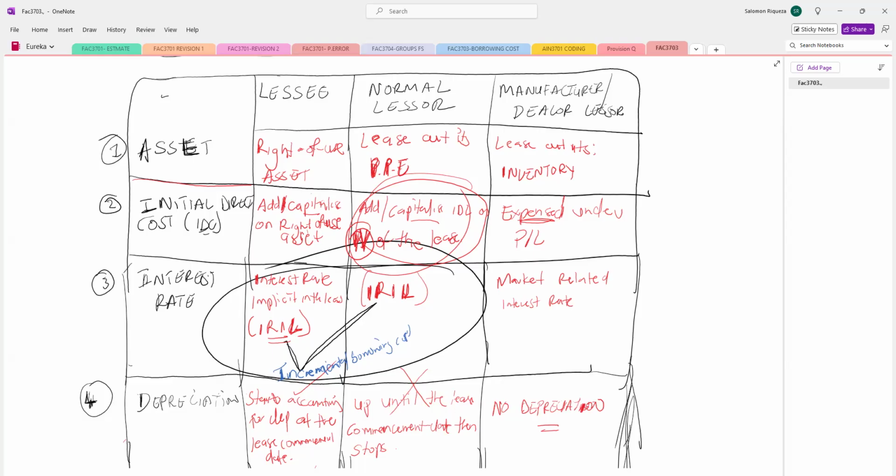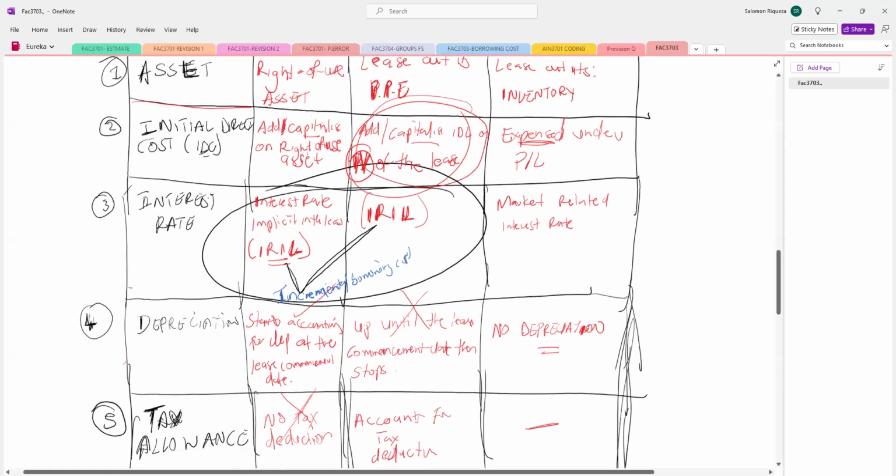Then initial direct cost, what happens? If it's a lessee, I am going to add this to the right-of-use asset. If it's the lessor, I'm going to add this to the PV. If it's a manufacturer or a dealer lessor, I'm going to expense it. It's a normal expense. Then comes interest.